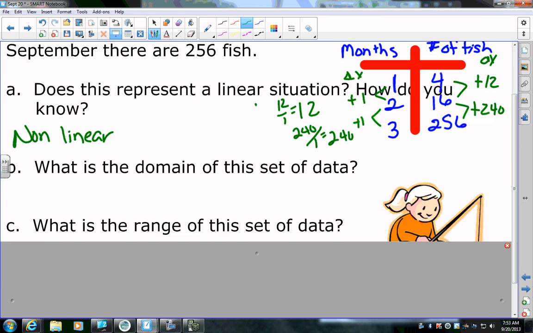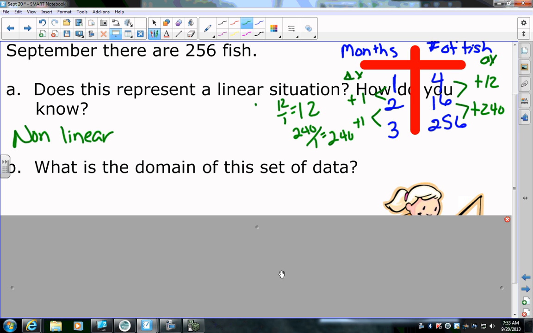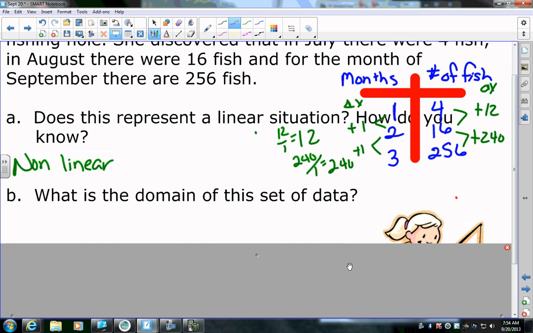The next one, it says, what is the domain of this set? Okay, first off, is this data continuous or discrete? Think about my 2 things. Either one of those 2 things, can I have half of them?